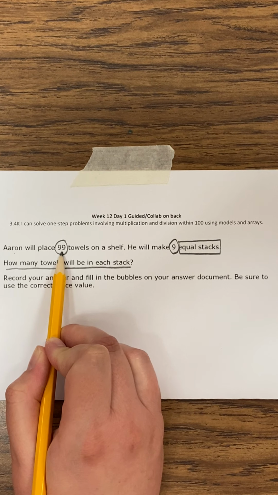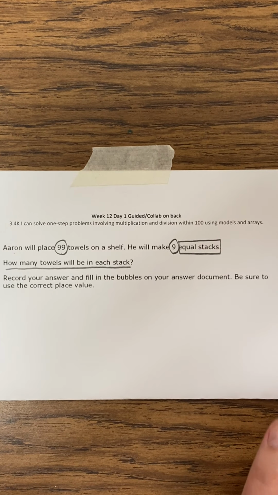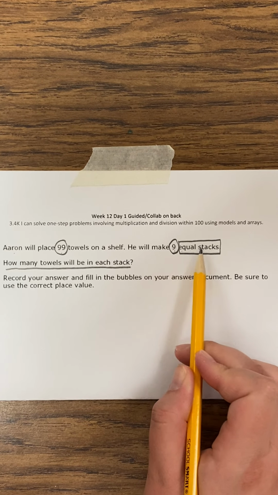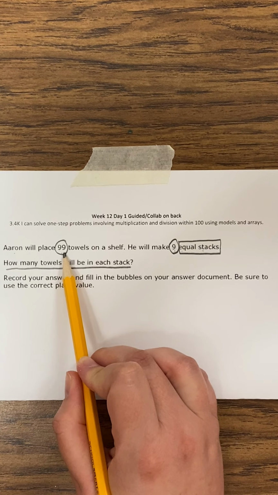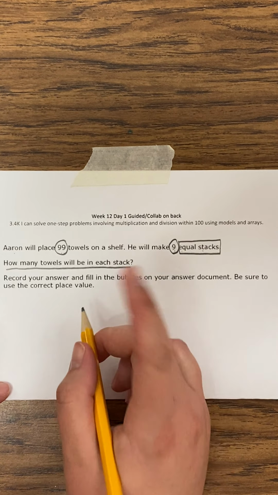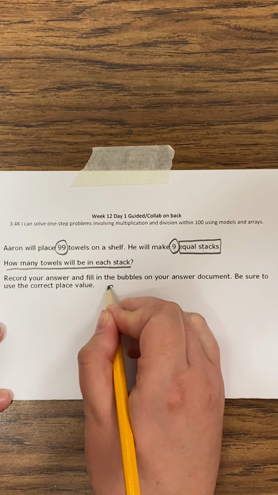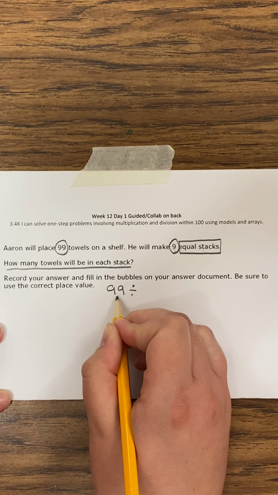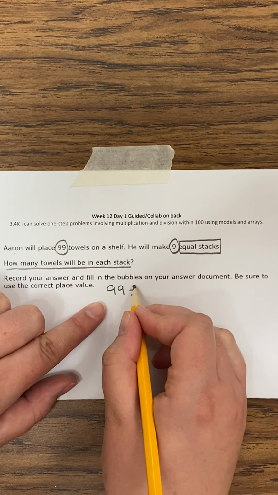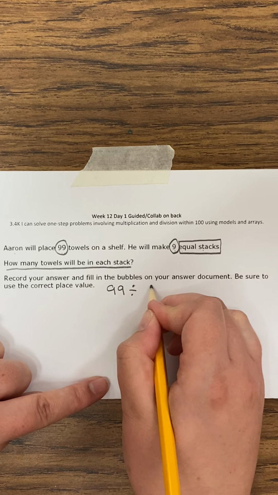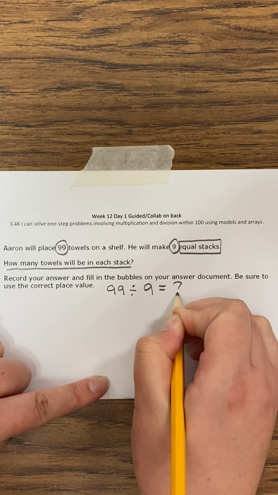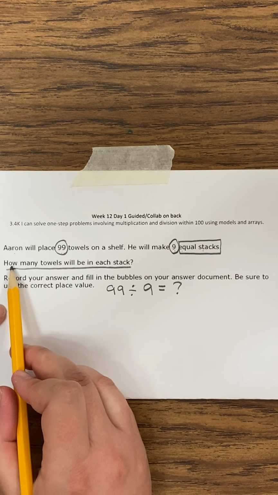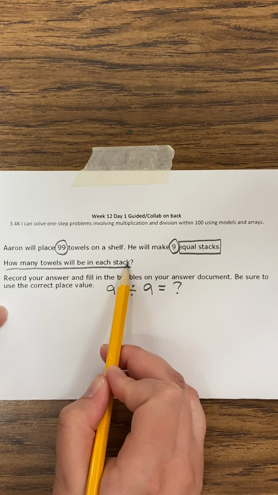That's a lot of numbers. That sounds like we already know the total. We have a total amount of 99 towels. And he will make 9 equal stacks of 99. So that tells us that this is a division problem. And remember, when it comes to division, we need to write our division problem like this. Bigger number comes first, then the division symbol, and then the following number. Because we need to find out how many towels will be in each stack.